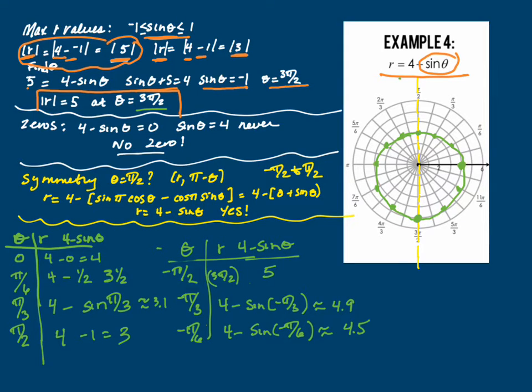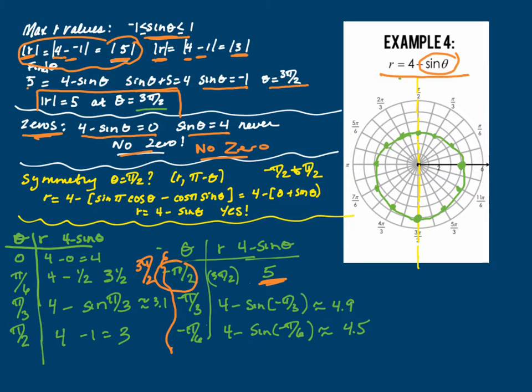Now, when I did my graphs, I did backwards points because of the symmetry, and so here negative pi over 2 is the same thing as 3 pi over 2. So there's my 5. Okay, zeros. Set R equal to 0. So you get 4 minus sine theta equals 0, so sine theta equals 4. So never. There's no zeros. It will never go through the origin or the pole.